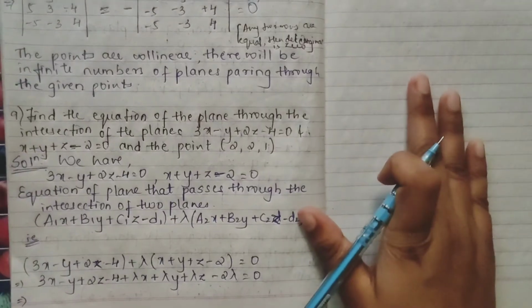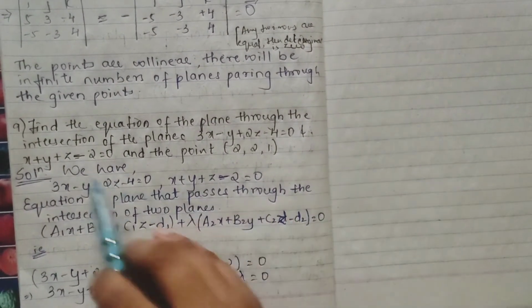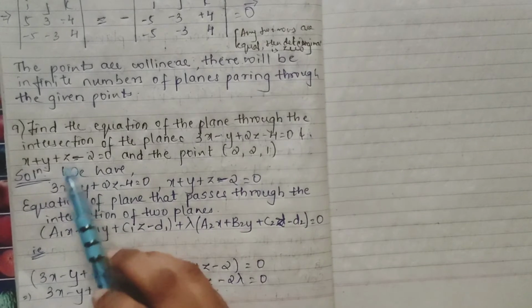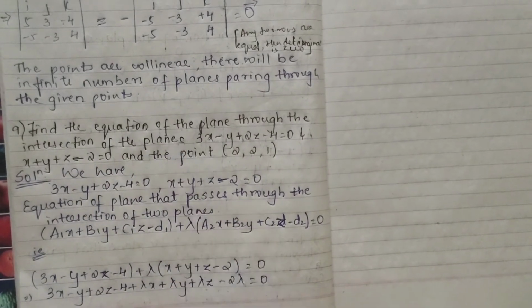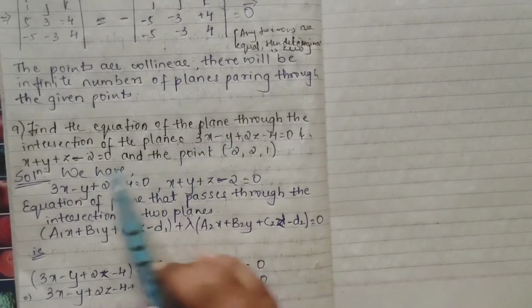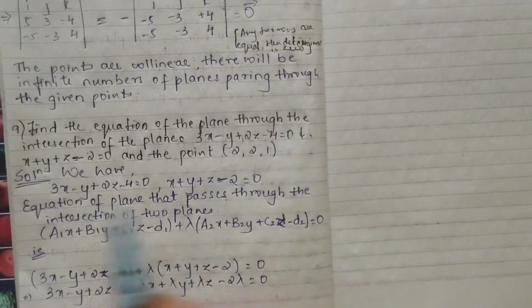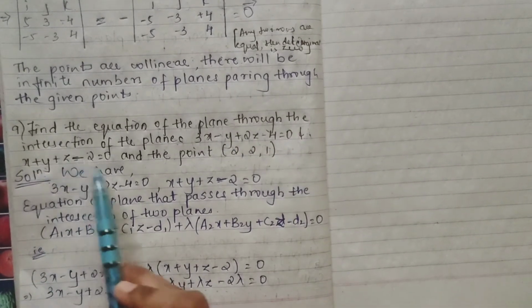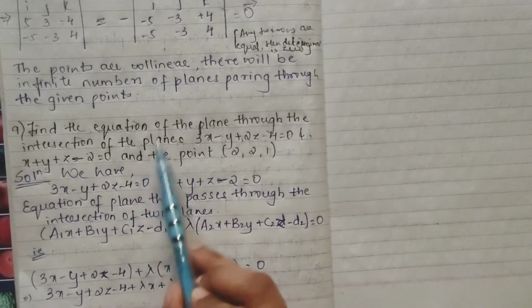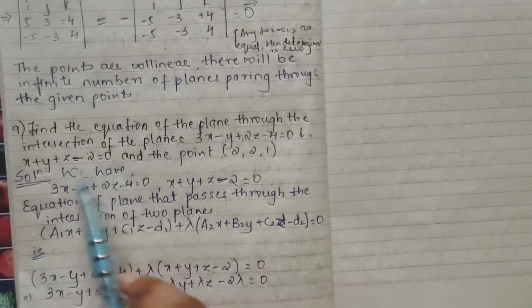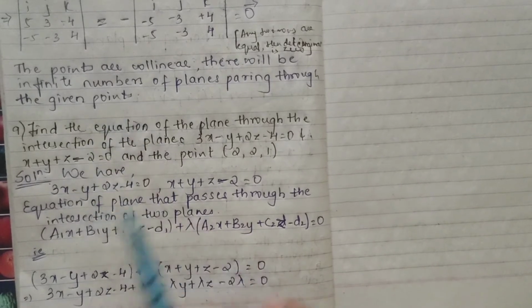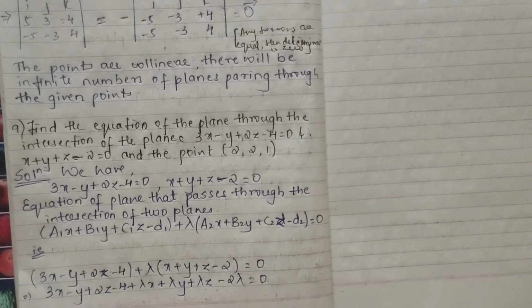Your next question is: find the equation of the plane through the intersection of the planes. They are telling us the two planes are intersecting, that is 3x minus y plus 2z minus 4 equal to 0 and x plus y plus z minus 2 equal to 0. So you have to find the equation of the plane through the intersection of these two planes, and a point is also given.